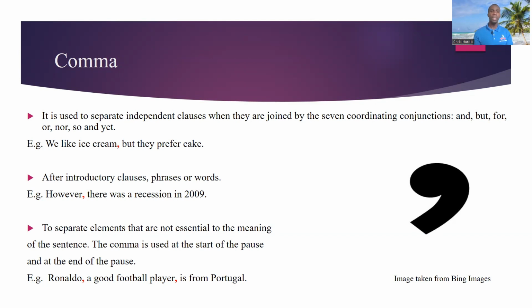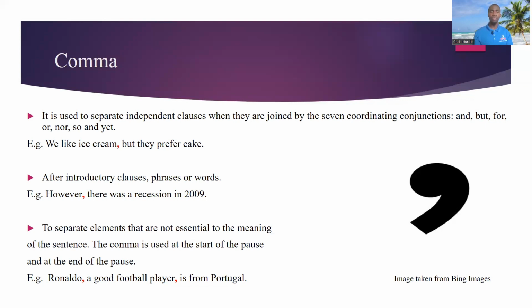3, to separate elements that are not essential to the meaning of the sentence. The comma is used at the start of the pause and at the end of the pause. Okay. So for example, Ronaldo, a good football player, is from Portugal. As you see, Ronaldo is obviously the subject. We use a comma there. A good football player, so we list some qualities. And then at the end, we have a nationality.